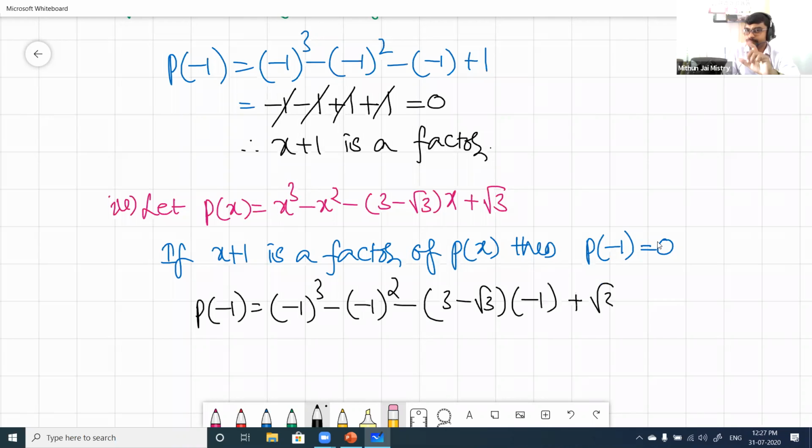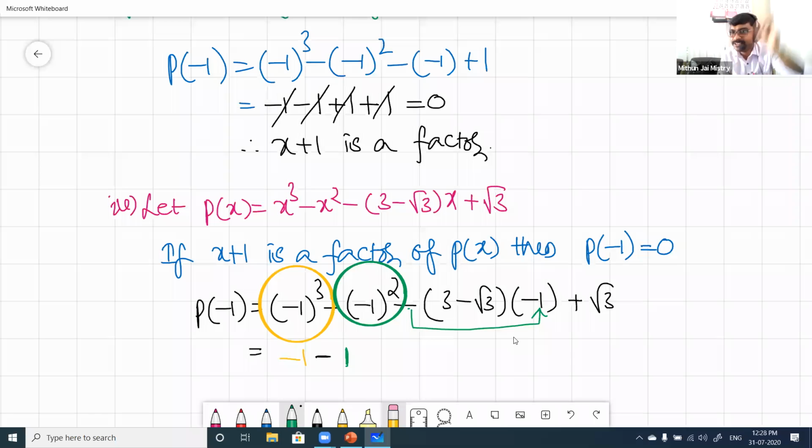A little bit confusing, but please carefully listen. Minus 1 whole cube is minus 1. Then we have the operation minus as it is. Then minus 1 whole square is plus 1. Then here you see minus into 3 minus root 3 into minus 1 again. So minus into minus 1 is plus 1. I hope you're getting me.